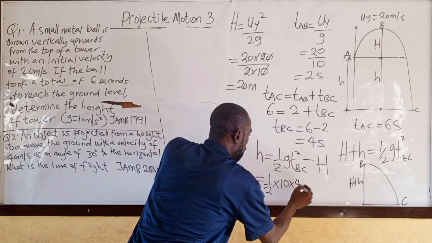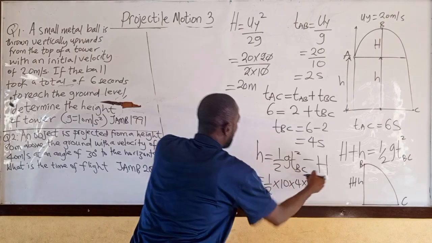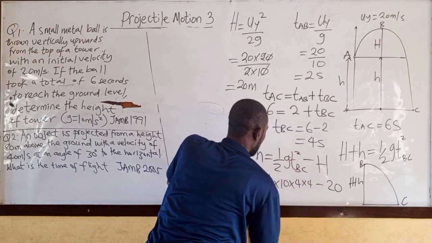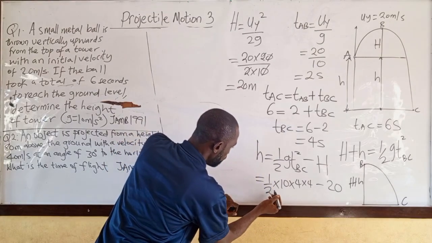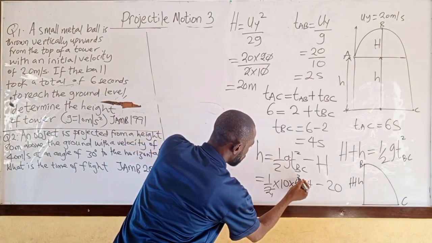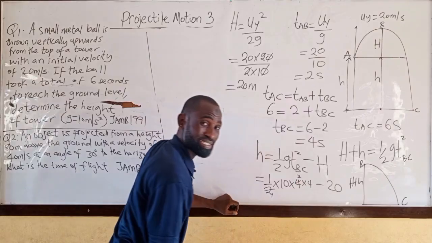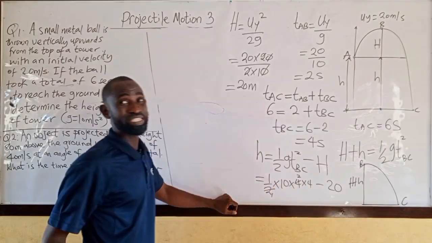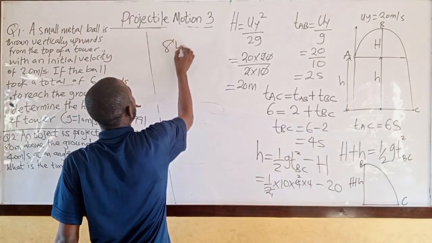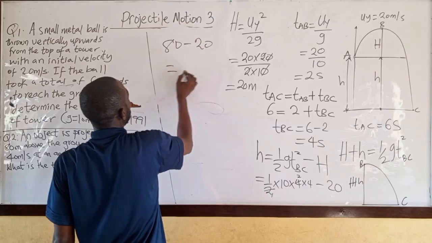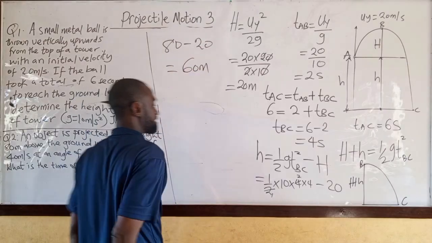4 squared, we have 4 times 4, minus what? Our big H is now 20. What can go here? 2 here, 2 here. 2 times 4 is 8. 8 times 10 is 80. So I'm having 80, and minus 20, so our answer will be equal to 60 meters.